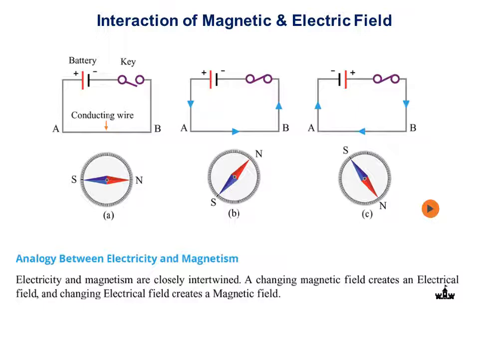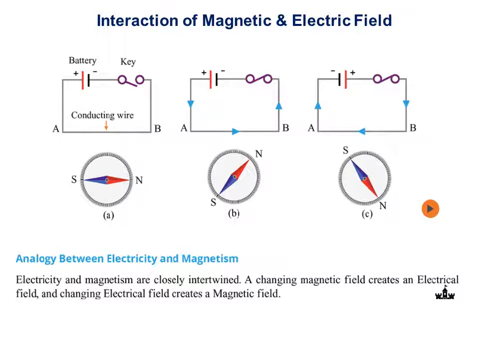When current is passing through the circuit from point A to B, it will produce magnetic moment or magnetic field, and depending on the polarity of that magnetic effect, this compass needle will move. North pole will get attracted to the south pole produced by the electric current. Similarly, when the current is flowing in the opposite direction, exactly the reverse thing happens, which is shown in figure C. Analogy between electricity and magnetism.